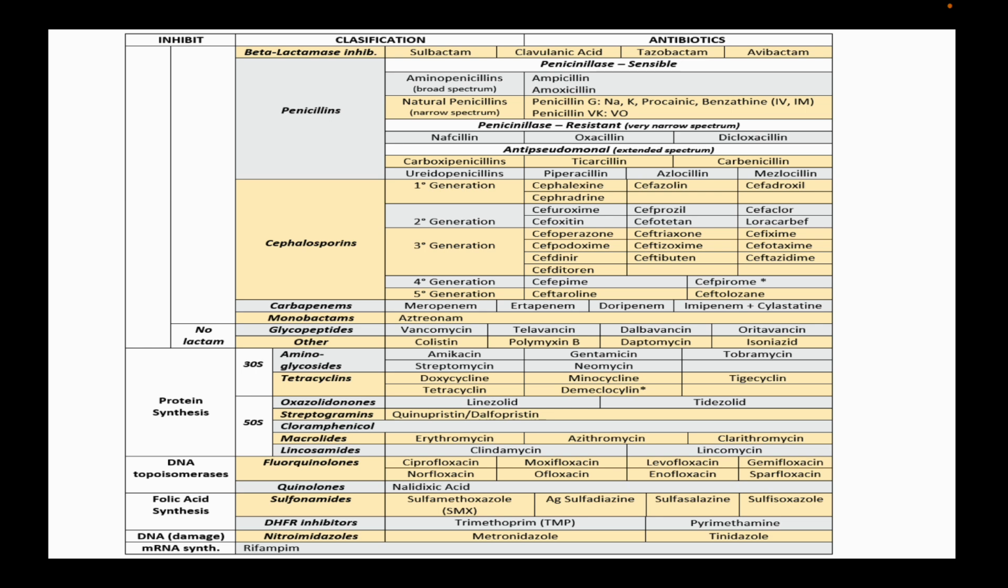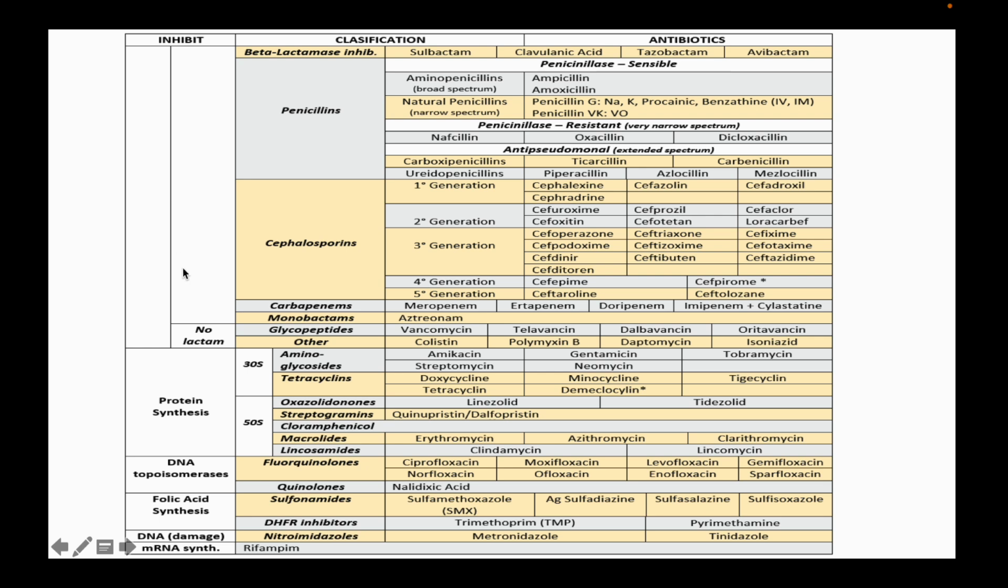So, we have various antibiotics, and these different antibiotics target different things. They essentially target the cell wall, right? They either target the cell wall or protein synthesis, DNA topoisomerases, folic acid synthesis. They either damage the DNA or inhibit mRNA synthesis. Okay, these are the main targets they try to inhibit.